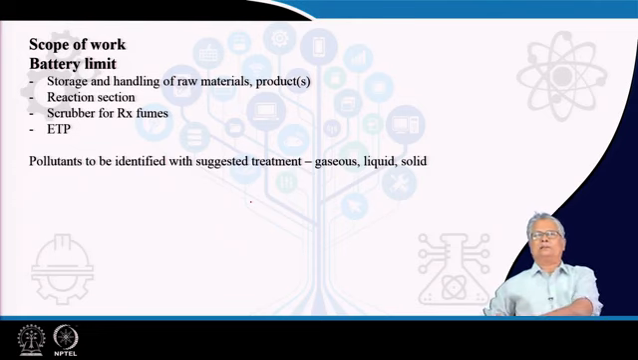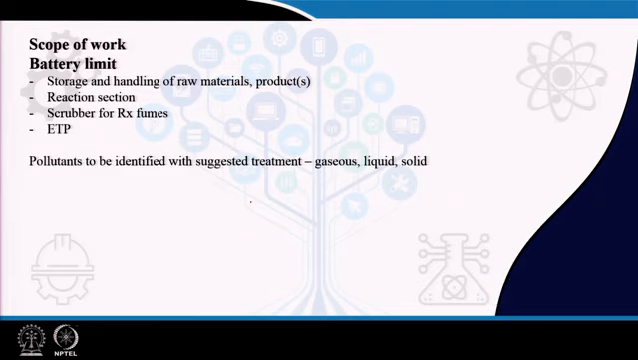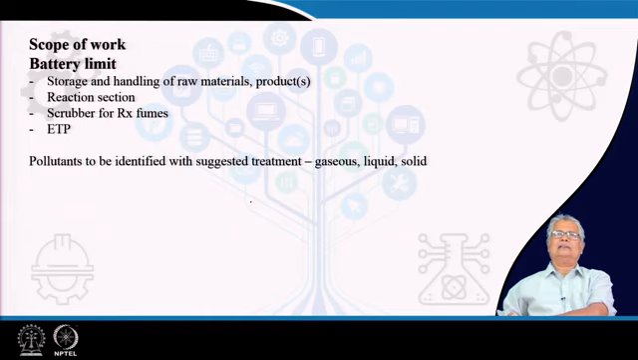Let us look at the battery limit scope. It must contain the storage and handling of raw materials and products. That means, what is it supposed to contain? It must contain the storage tanks, the type of tank, the location of the tanks, the facility of the tank, and the handling of the raw materials and products will be using pumps and pipelines. You have to have a facility for unloading the raw material from the tank lorries, sending it to the tank after some sort of measurement.